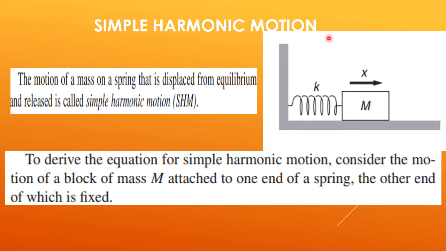Now simple harmonic motion. The motion of the mass on a spring that is displaced from its equilibrium and released is called simple harmonic motion. You have to derive the equation for simple harmonic motion considering a block of mass m attached to one end of the spring and the other end is fixed. We have to find out the equation of simple harmonic motion.